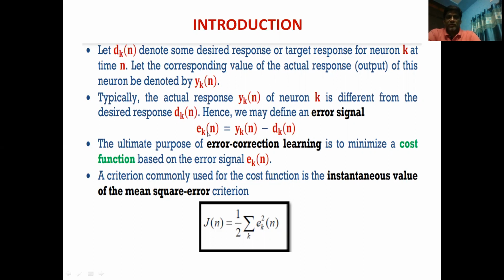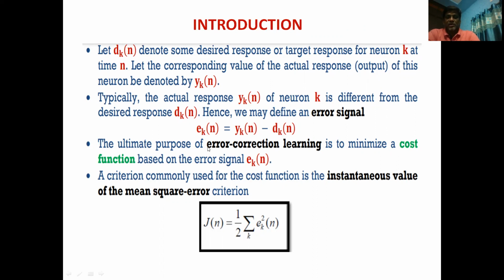Now we can calculate the error signal ek of n by subtracting the actual output calculated and the desired response expected from the neuron. So we can use this formula either in this way, yk of n minus dk of n, or dk of n minus yk of n. Either way you can use to calculate the error signal of a particular neuron k at time n.